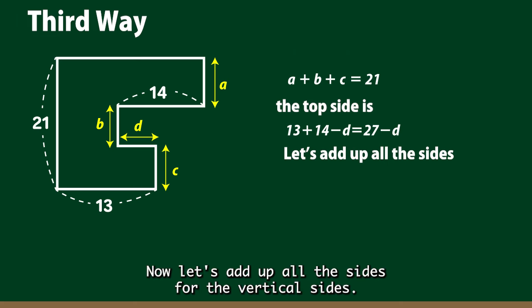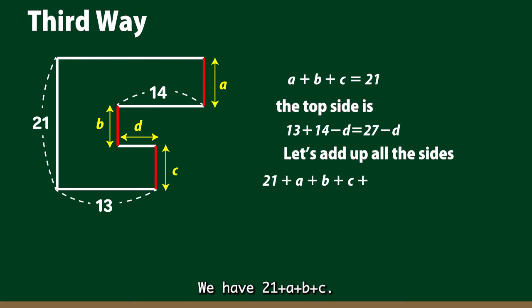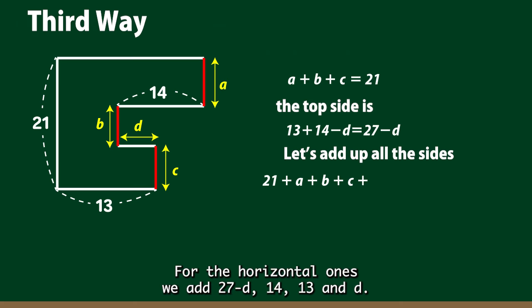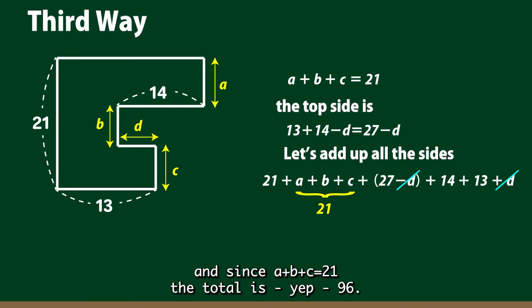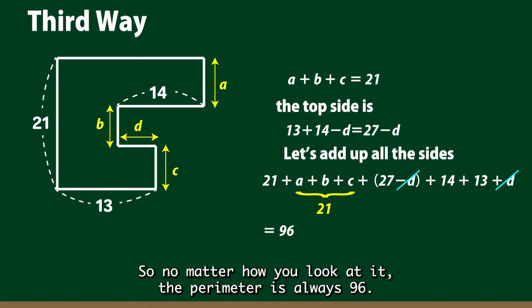Now, let's add up all the sides. For the vertical sides, we have 21 plus A plus B plus C. For the horizontal ones, we add 27 minus D, 14, 13, and D. If you look carefully, the D's cancel out, and since A plus B plus C equals 21, the total is 96. So no matter how you look at it, the perimeter is always 96.